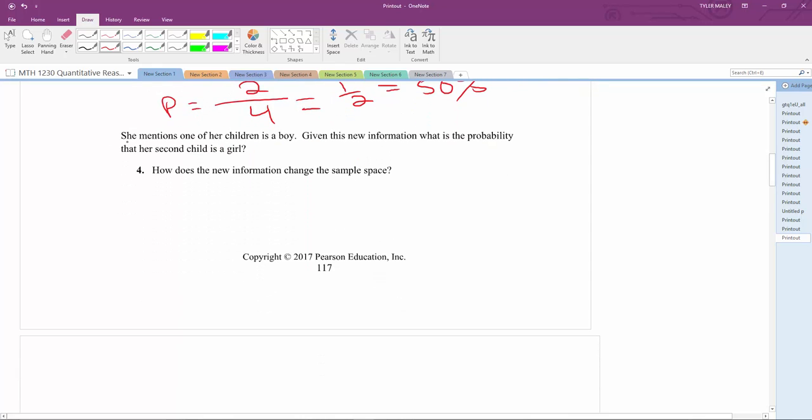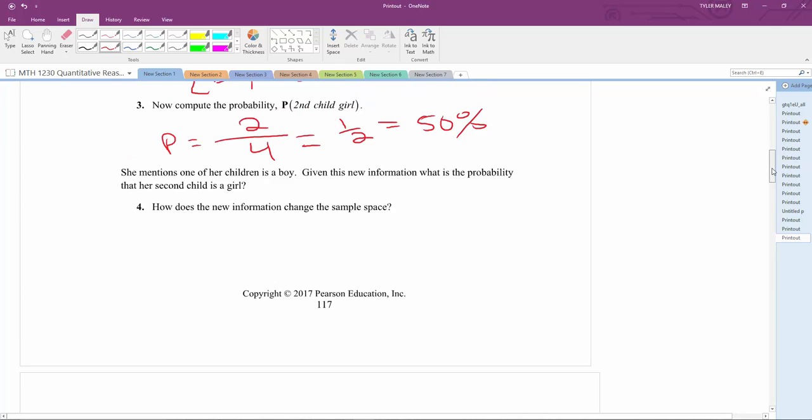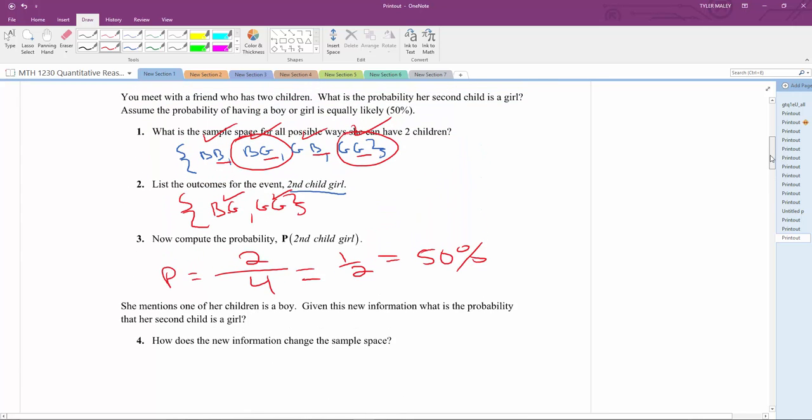So then now we're told that she mentions one of her children is a boy. Given this new information, what is the probability that her second child is a girl, right? So if we look back up here at the sample space, so if we're told one's a boy, then this option can't be true, right?